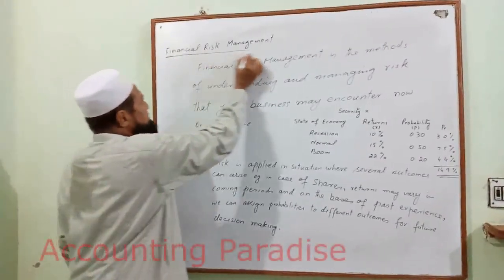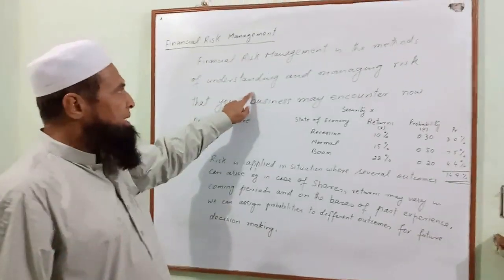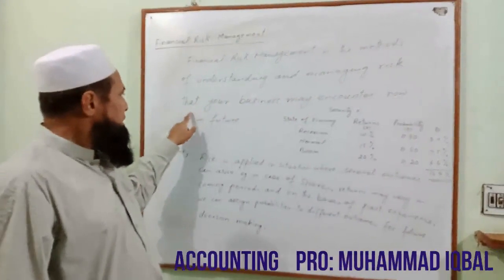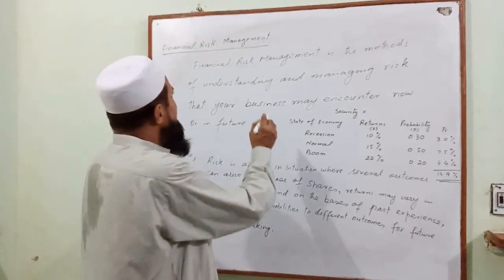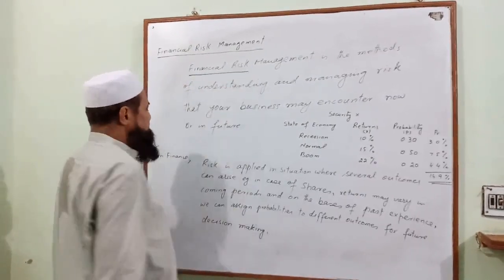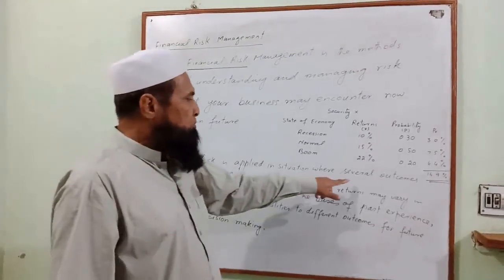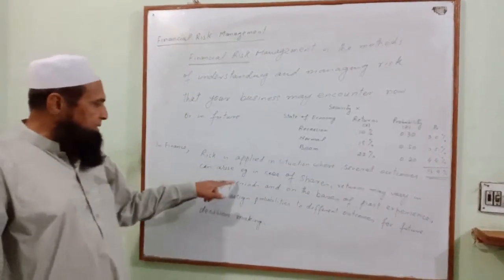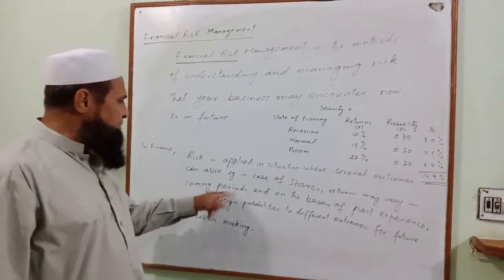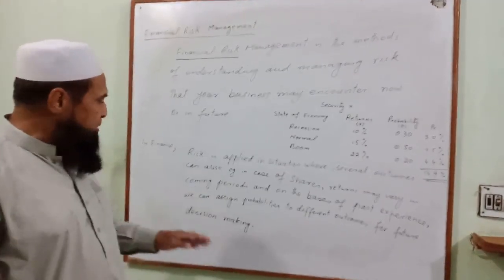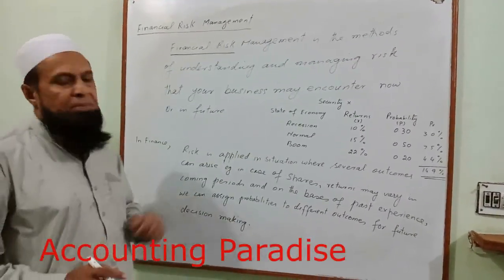Financial risk management is the method of understanding and managing risk that a business may encounter now or in future. Here, the main word is financial risk. In finance, risk is applied in situations where several outcomes can arise. For example, in case of shares, returns may vary in coming periods, and on the basis of past experience, we can assign probabilities to different outcomes for future decision making.